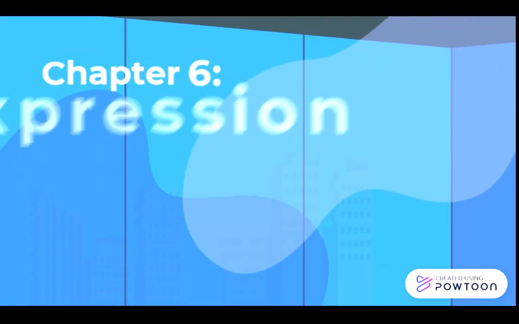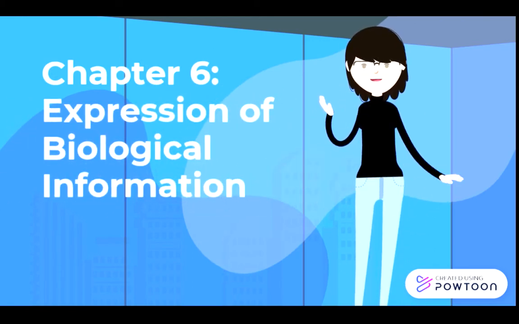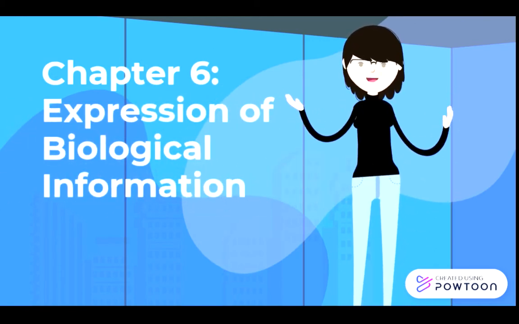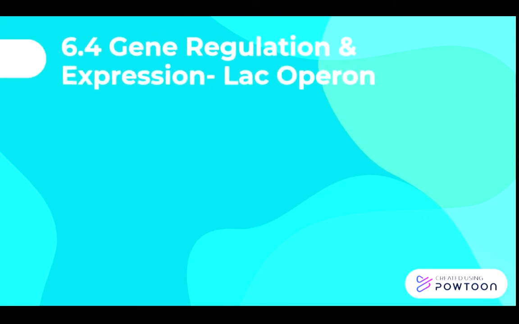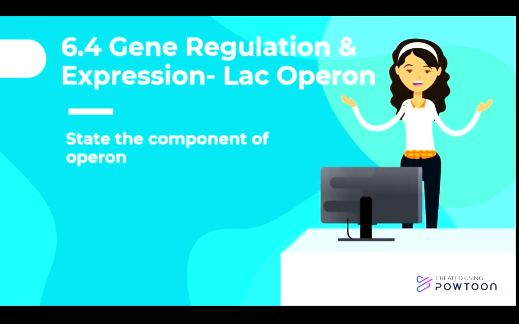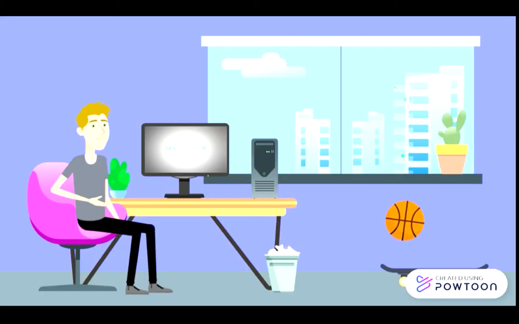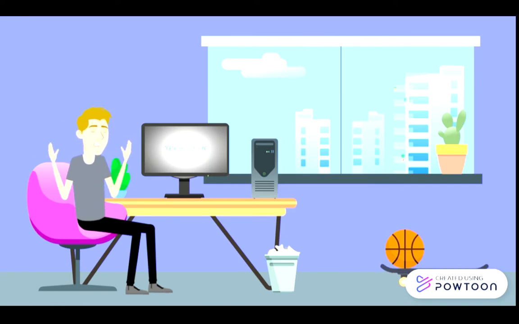Hi everyone. Now, we're going to discuss Chapter 6, Expression of Biological Information. 6.4, Gene Regulation and Expression, Lac Operon. State the components of an operon. Before we discuss further, let us watch this video to understand the importance of gene regulation.